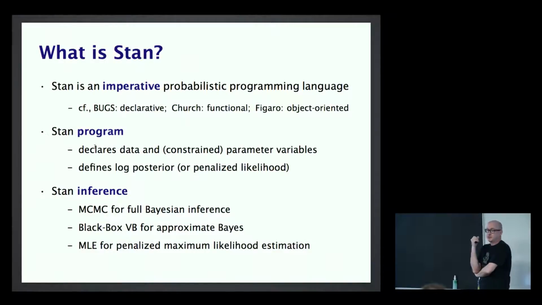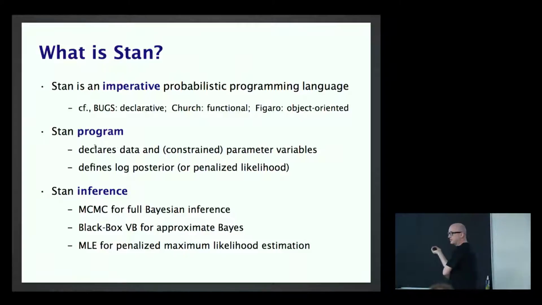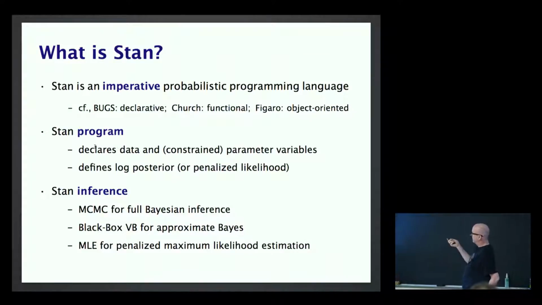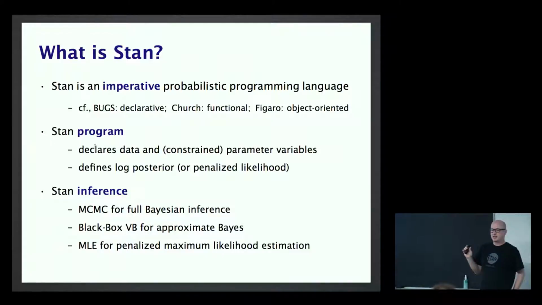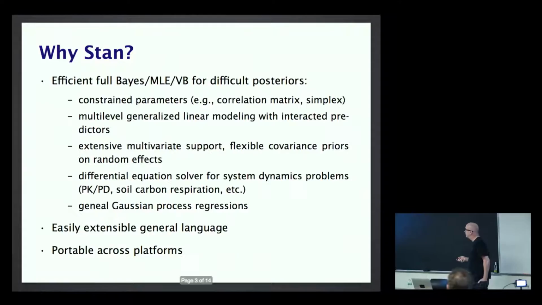It's an imperative probabilistic programming language. My background's in computer science and natural language processing and programming languages, even though I'm in the stats department. And it's an imperative programming language like C or like Java, well, parts of Java, like R, parts of R. Unlike BUGS or Church or Figaro, which are other contrasts you may have heard of that are different types. So a STAN program, and I'll show you some examples later, declares data and constrained parameters and defines a log density. And then we provide automatic inference on top of that. We do MCMC, Markov chain Monte Carlo for full Bayes. We can do black box variational inference, and we can do maximum likelihood and penalized maximum likelihood.